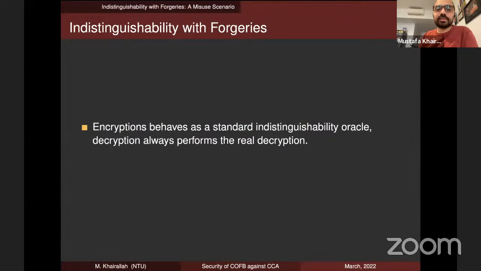To show this second question, we need to consider indistinguishability when forgeries are allowed. Here it's a bit of a misuse scenario where we perform encryption like any indistinguishability game, but when we do decryption, we always do the real decryption. So decryption will always perform normal decryption, but we still need to distinguish the encryption from a random oracle.